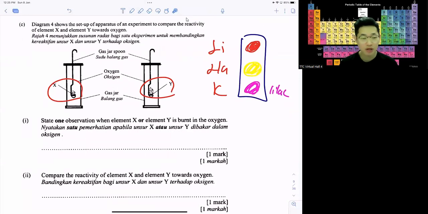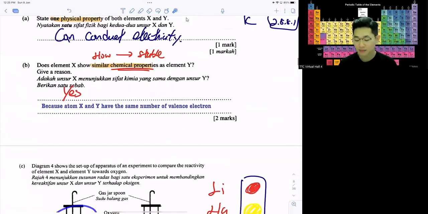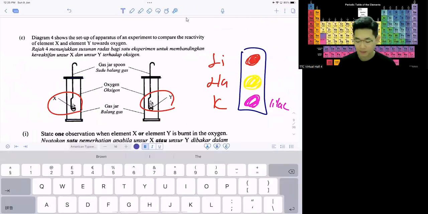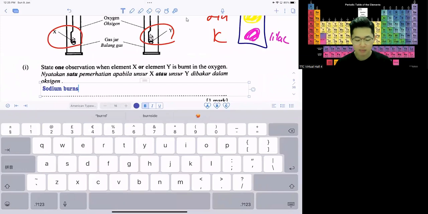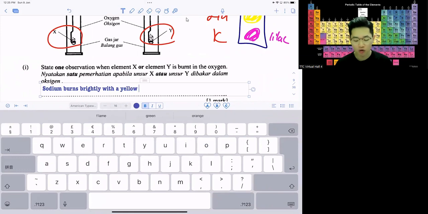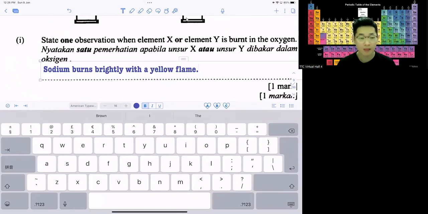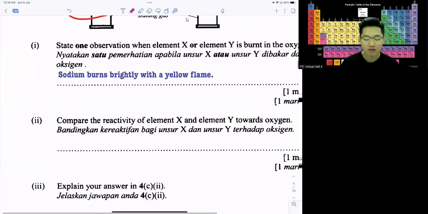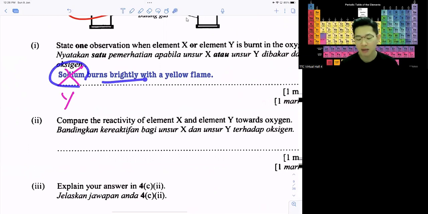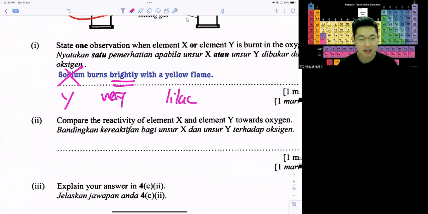So here, see which one I want to write. Let's say I want to write X. X is sodium. So I will write sodium burns brightly with a yellow flame. I mean X lah, okay? We don't write sodium, I write X. Element X burns brightly with a yellow flame. Element Y burns very brightly with a lilac flame. 就这样.